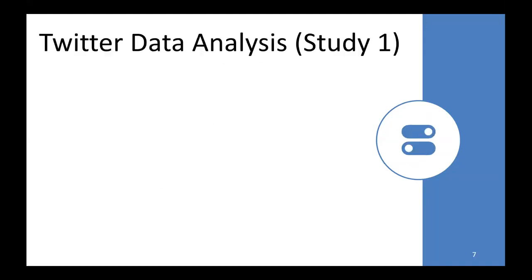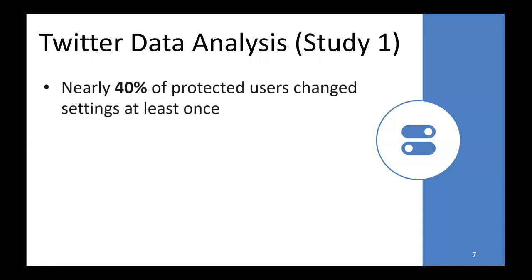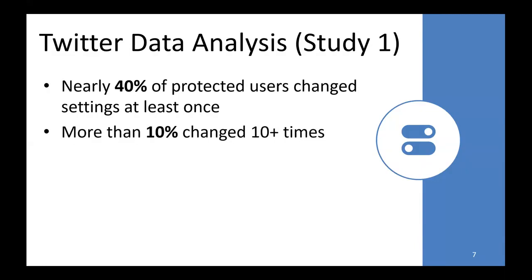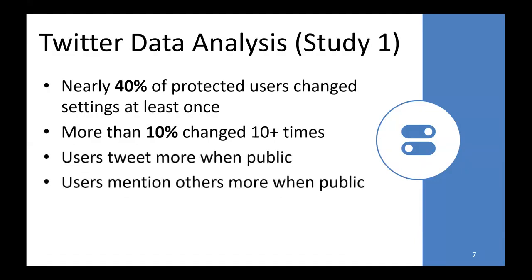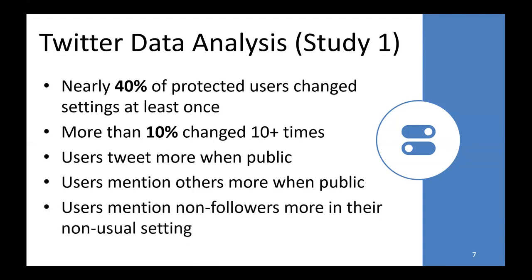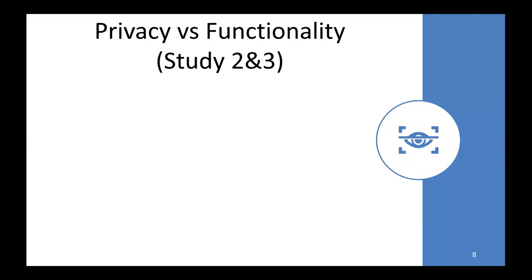From our study 1, the Twitter data analysis, we found that nearly 40% of the protected users we observed changed their privacy settings at least once in 3 months, and more than 10% changed 10 plus times. We found that users tweet more and mention others more when they're public. However, they mention non-followers more in their non-usual setting. This means that users who stay mostly protected mention non-followers when they are public, but also users who stay mostly public mention non-followers when they are protected, which basically cannot be seen by the mentioned non-follower.